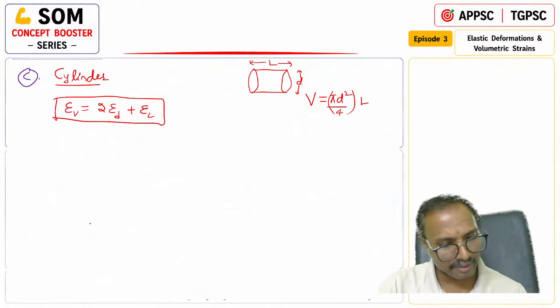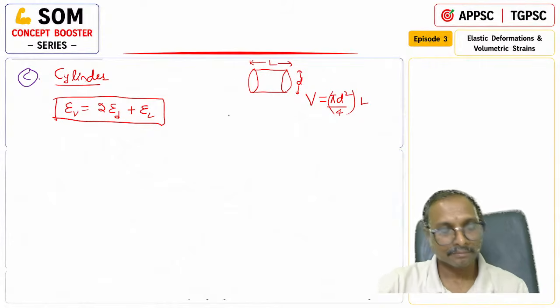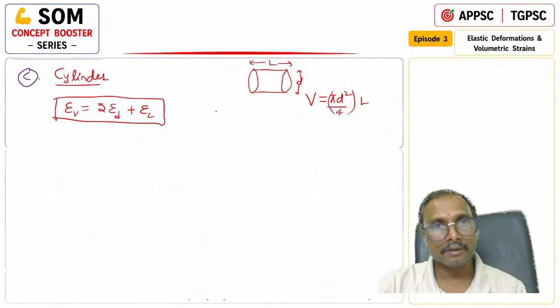Shall I prove this or no need? All of you. Okay. Volume. Now suppose we take delta V.